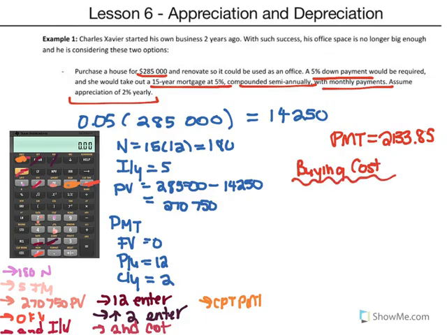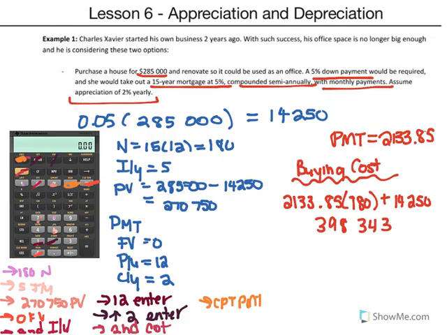So to figure out our buying cost, how much it costs to buy this, we'll take the 2133.85, multiply it by 180, and add the down payment, which was $14,250. So altogether it costs $398,343. So this is more expensive than the $360,000, but you own this now. It is an asset. You have $398,343 to your name. But there's more because we've appreciated in value.